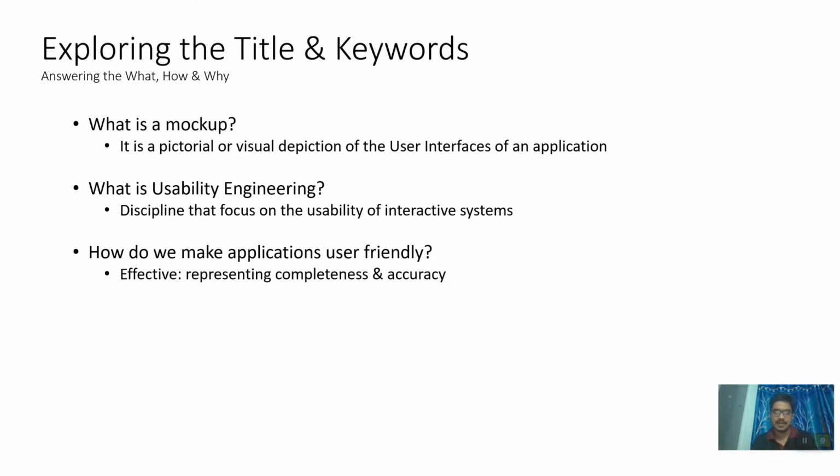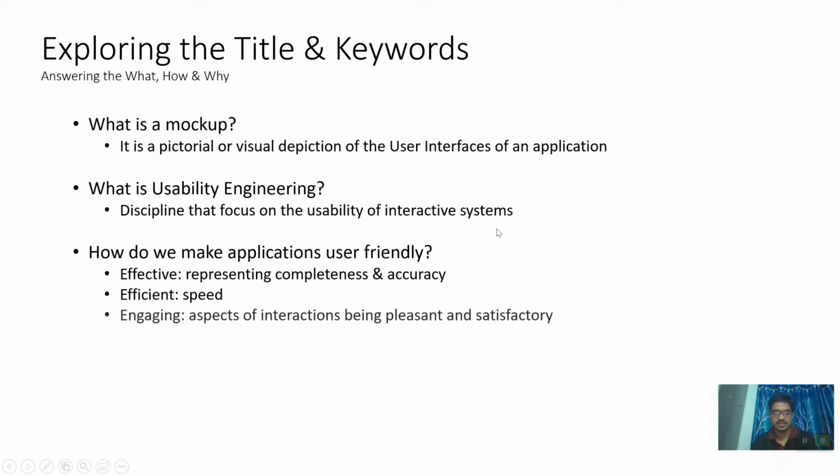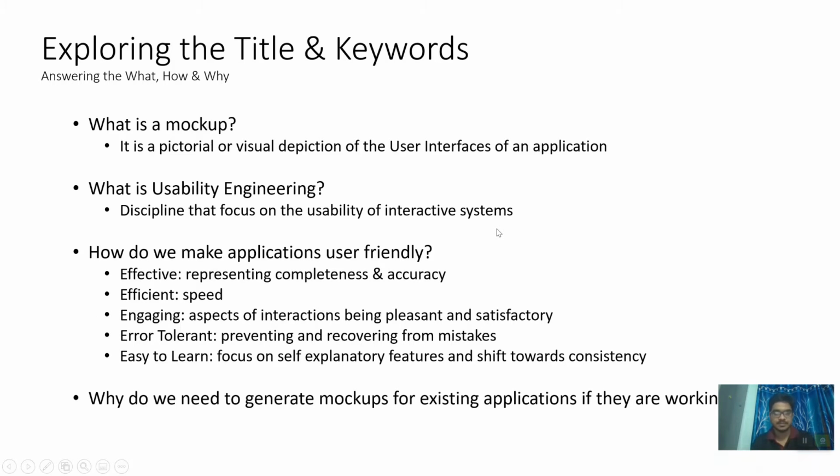But how do we make applications user-friendly? There are 5 features or functionalities or characteristics rather that needs to be adhered to. One is effective, efficient, engaging, error tolerant, and finally easy to learn. It is always very much appreciated if an application comes without a user manual and it is intuitive for the user to learn without reading a single statement.